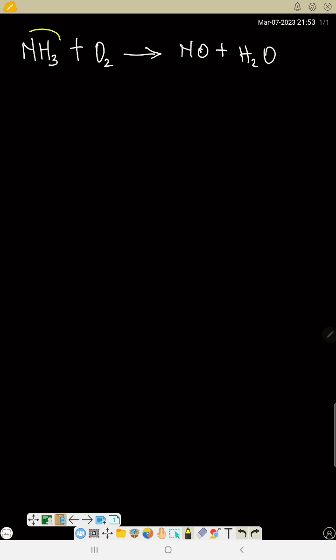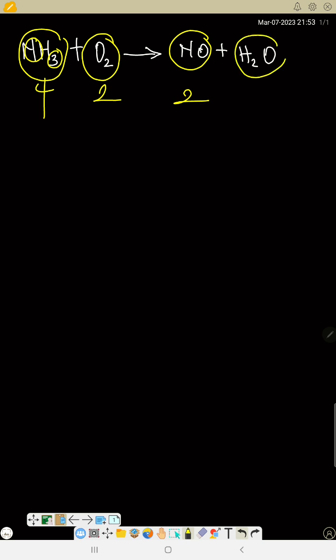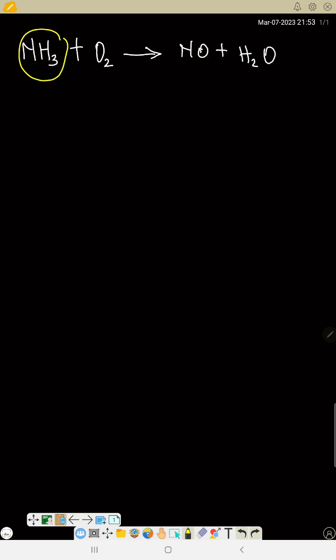So how many atoms do I have here together? I have 3 hydrogen, 1 nitrogen, so this is 4 atoms. I have 2 atoms here, 2 atoms here, and 3 atoms here. So I'm starting my balancing from here, the one with the highest number of atoms.